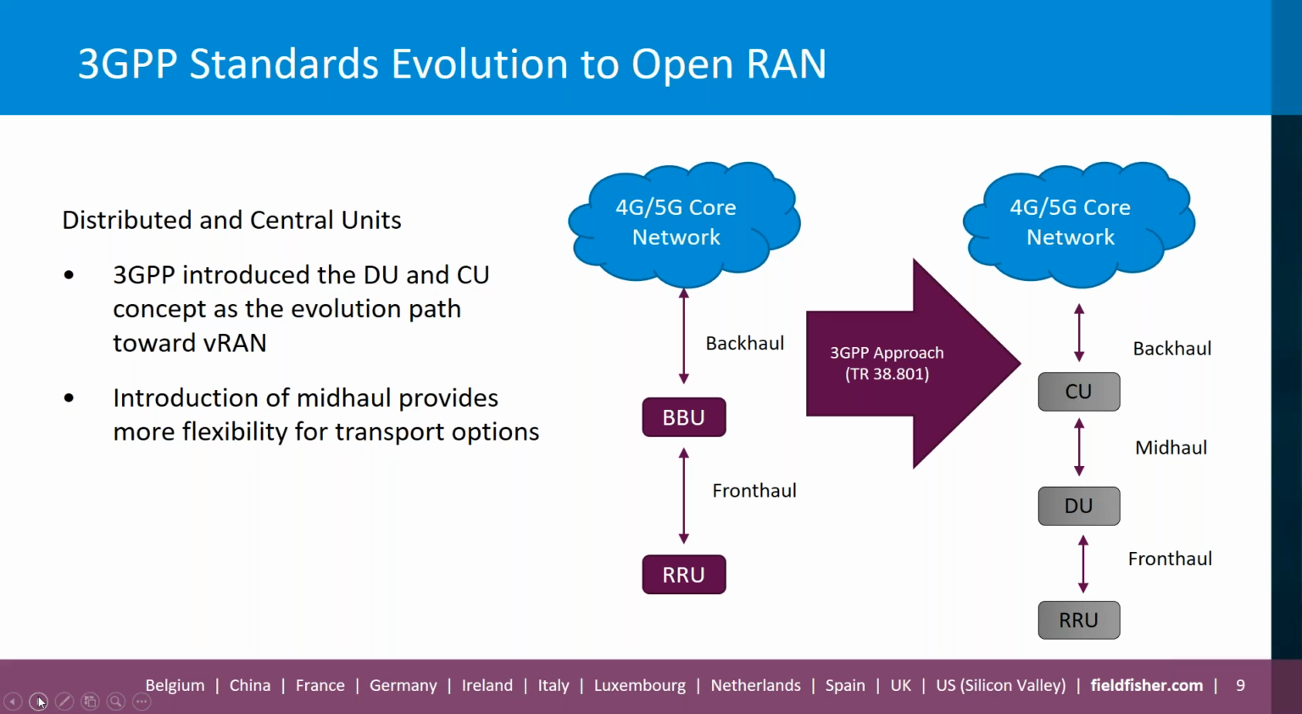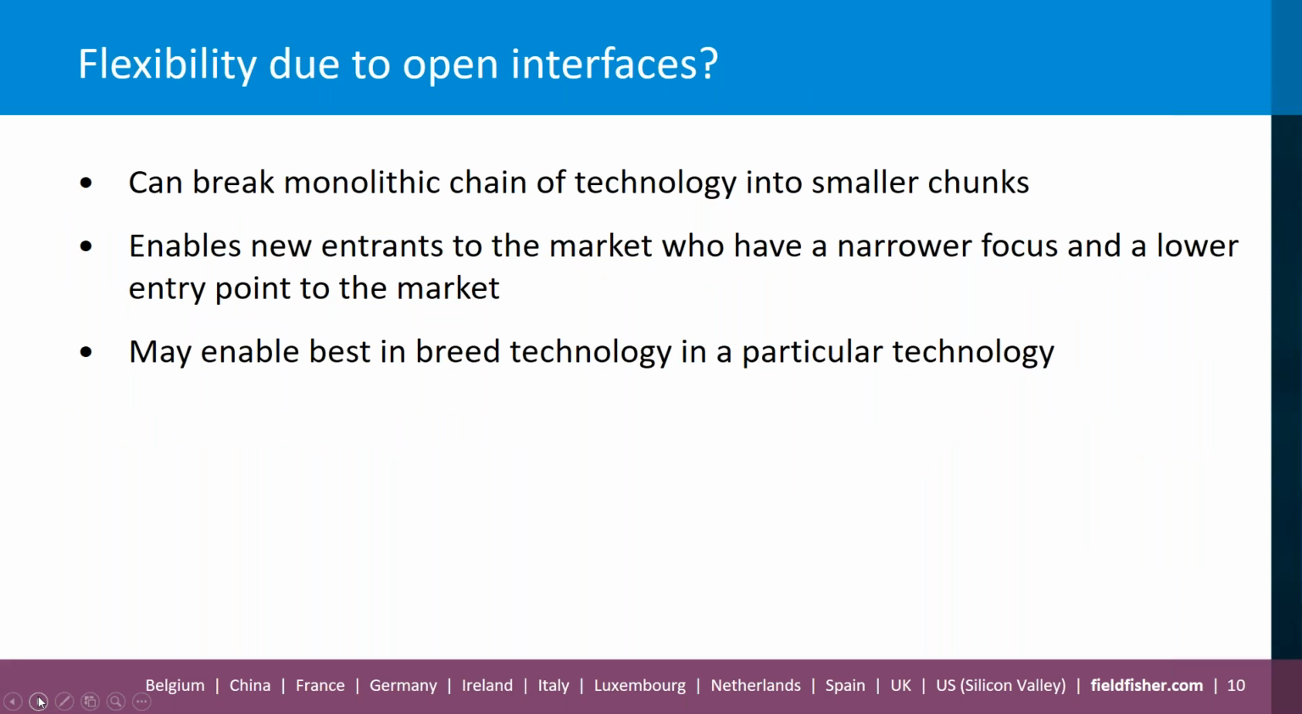So if we can now flick on to the next slide. Yeah, and so this drive towards open interfaces, the objectives are to break the monolithic chain of technology into smaller chunks, because it's easier said than done, particularly when you look at things like single RAN technology. But the objective is to enable new entrants to the market who've got a narrower focus and give them a lower entry point to the market, with the overall objective of having best in breed technology in a particular subsystem within the network. So that's the promised land, if you like, and one of the potential promises of Open RAN and the O-RAN Alliance. So if we can go on to the next slide.